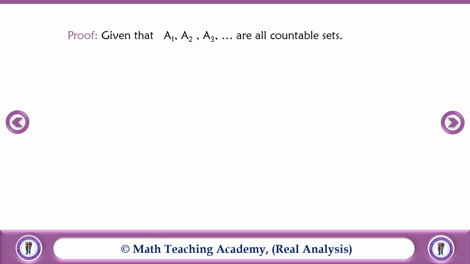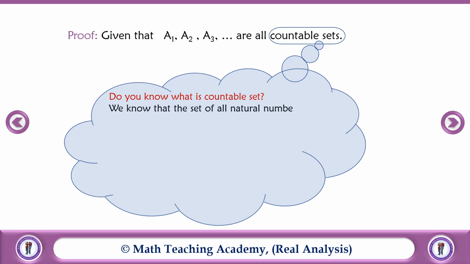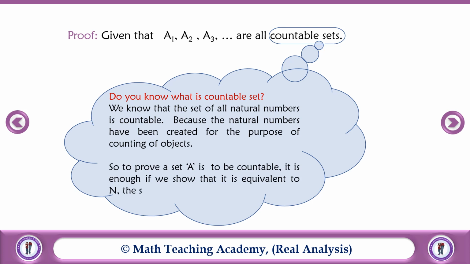Given that capital A1, capital A2, capital A3, etc. are all countable sets. First off, you must know what is a countable set. We know that the set of all natural numbers is countable because the natural numbers have been created for the purpose of counting of objects. So, to prove a set A is countable, it is enough if we show that it is equivalent to N, the set of all natural numbers.